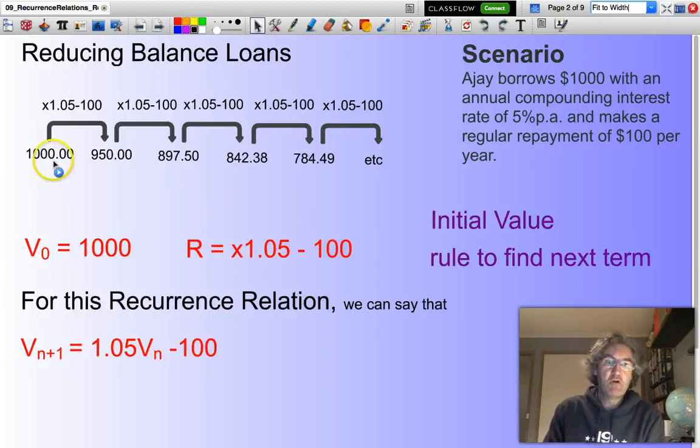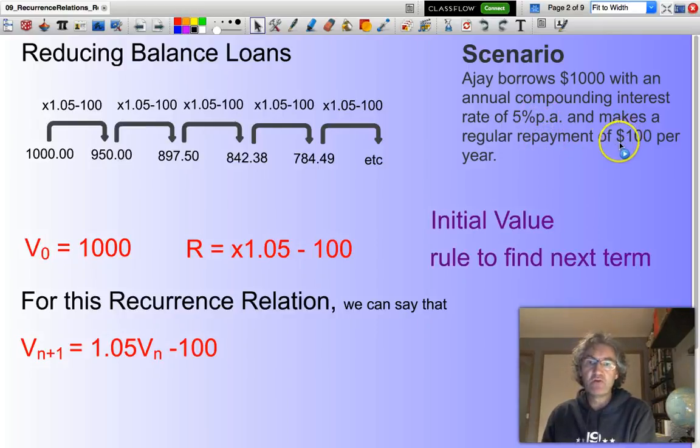Here is our recurrence relation. What you can see is that AJ has started with $1,000 and he's paying 5% per annum interest, which is annual compounding interest, and he is making a repayment of $100 per year. So effectively, he starts at $1,000. His loan will increase by 5% and it will decrease by $100, and this happens every year.